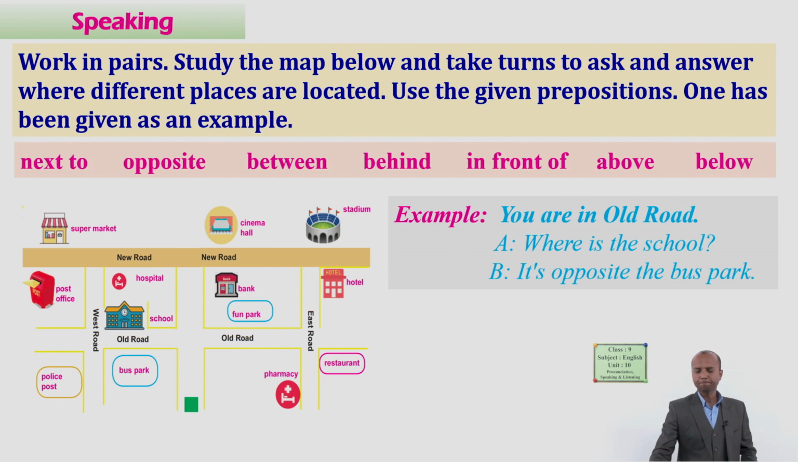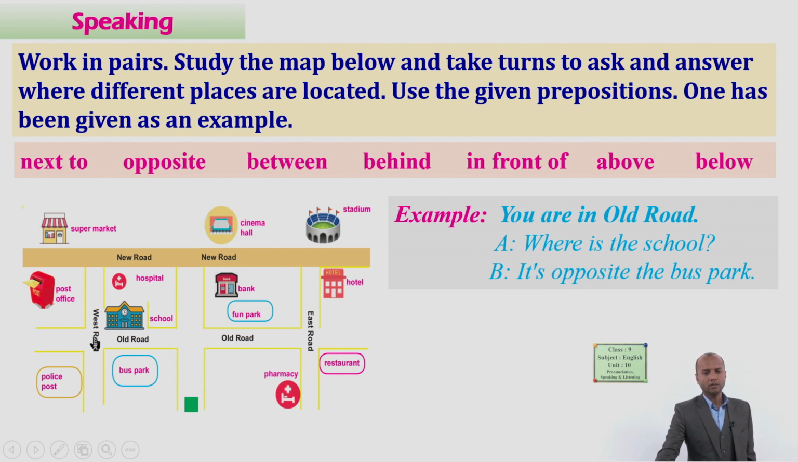For example, let's practice this. So the condition given is you are in Old Road, and A says where is the school? Please first find where the old road is in the map given. Yes, so you can see new road, okay, this entire road is new road. West road, you can see here, old road, so this is the old road. East road is there and other places are there.